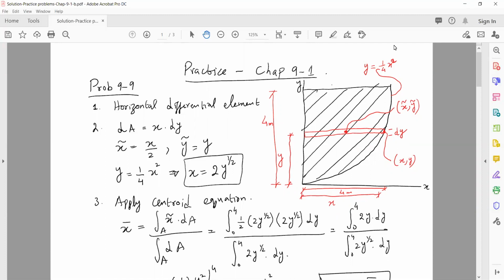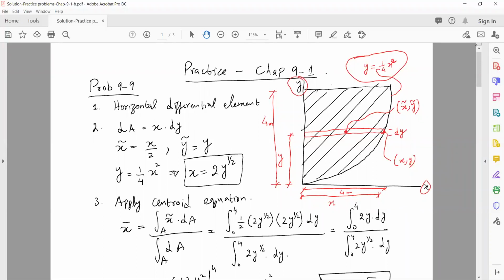All right, so this is problem 9-9 of your book, and we have this area, and the equation is given for this area. The function is y equals 1/4 times x squared. This is the function for the curve of this given area, and you can see that this is your x-axis, this is your y-axis, and we have this shaded area, and we want to find out the centroid.